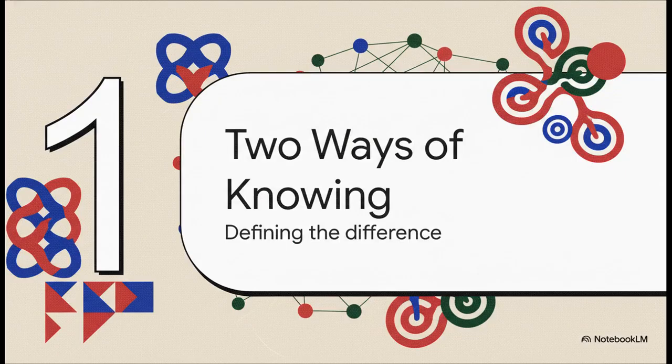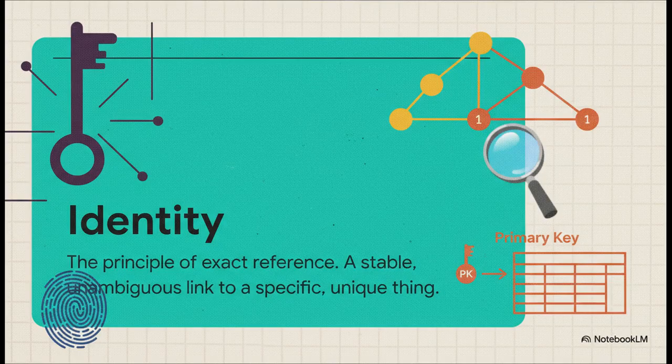All right, so first things first, let's really get clear on what we're talking about. What does it actually mean when we say a system thinks in terms of identity versus similarity? Okay, so identity. This one is all about an exact one-to-one match. The best way to think about it is your social security number. It doesn't point to people like you, it points to exactly, specifically you. In the digital world, this is absolutely crucial. It creates this stable, unambiguous link. There's no guesswork, no maybe. It's just a direct pointer to one unique thing, period.